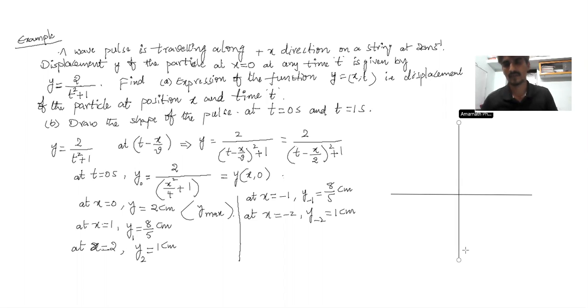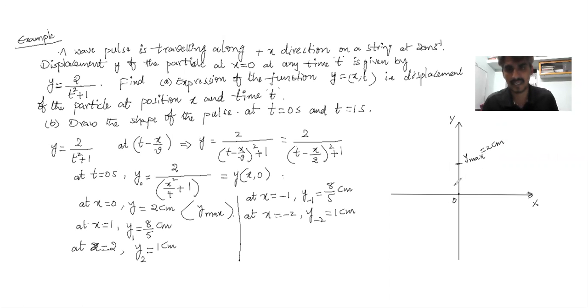if you plot a graph of this one, then at this point, let us consider this is the origin. This is the x-axis and this is the y-axis. So at x is equal to 0, what is its y value? Its y value is 2 centimeters, which is maximum. At x is equal to 0, its y value is 2 centimeters. And this will be y maxima, which is equal to 2 centimeters.